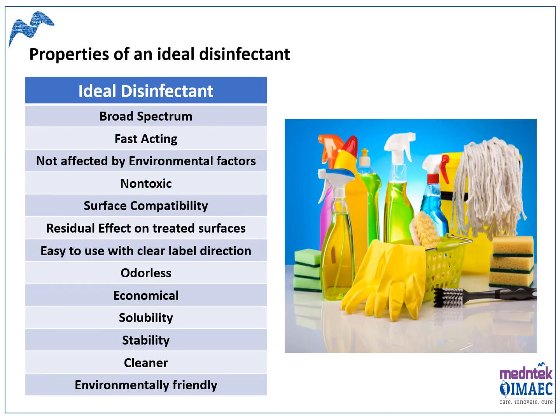What are the properties of the ideal disinfectant? It should be broad spectrum, acting on bacteria, yeast, fungus, viruses, and spores. It should be fast acting: as soon as it contacts the surfaces or the bacteria, it starts its activity in a rapid manner. It should not be affected by environmental factors.